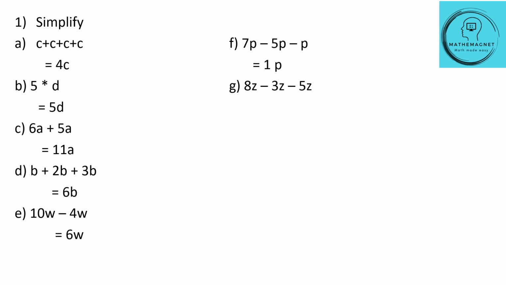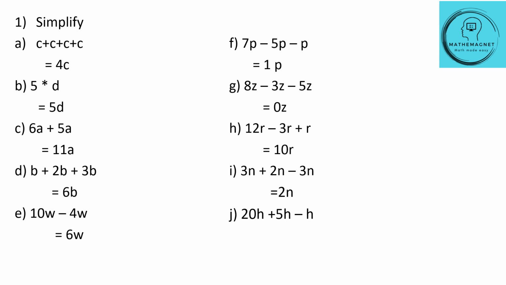G. 8Z minus 3Z minus 5Z. 8Z minus 3Z is 5Z. 5Z minus 5Z equal to 0. H. 12R minus 3R plus 1. 12 minus 3 is 9. 9 plus 1 is 10. So 10R. I. 3N plus 2N minus 3N. 3N plus 2N is 5N. 5N minus 3N is 2N. So 2N. J. 20H plus 5H minus H. 20H plus 5H is equal to 25H. 25H minus H is equal to 24H.